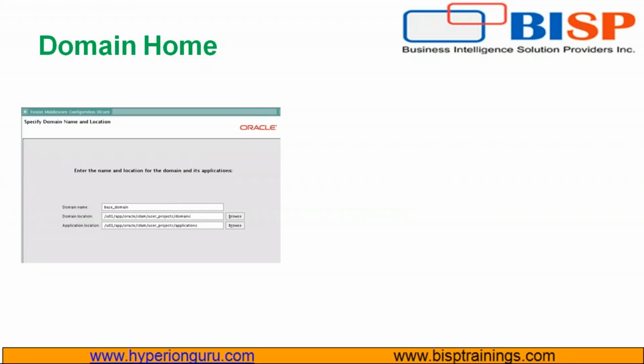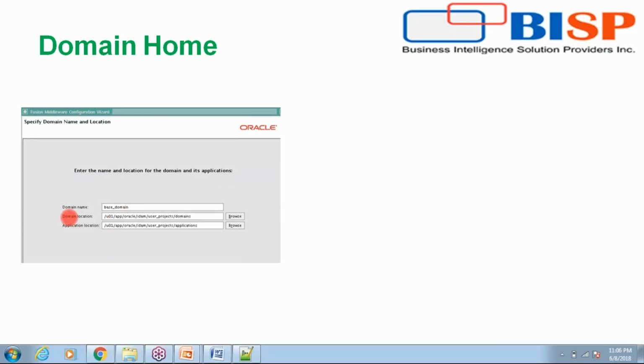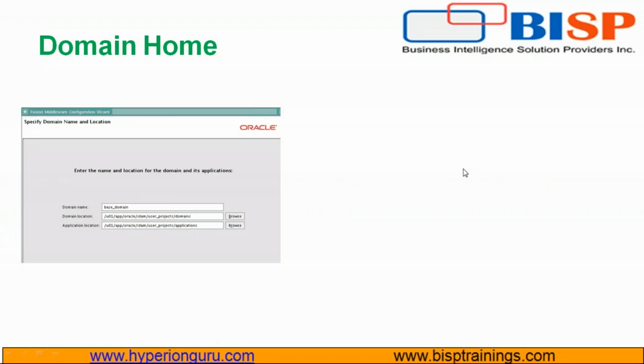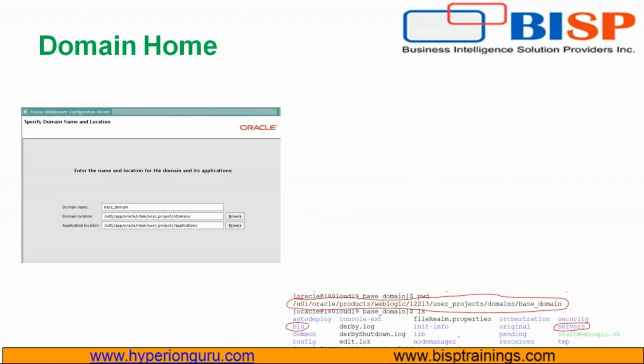Right, so how do you do it? When you go for an installation, this is not actually the installation screen, but this is actually the configuration screen. So when you do it, by default, it gives you a name, base domain, and you can change it to the one you want. And this will be your domain location by default, and these will be your application location. So your applications and domains are segregated now. And this is how it looks.